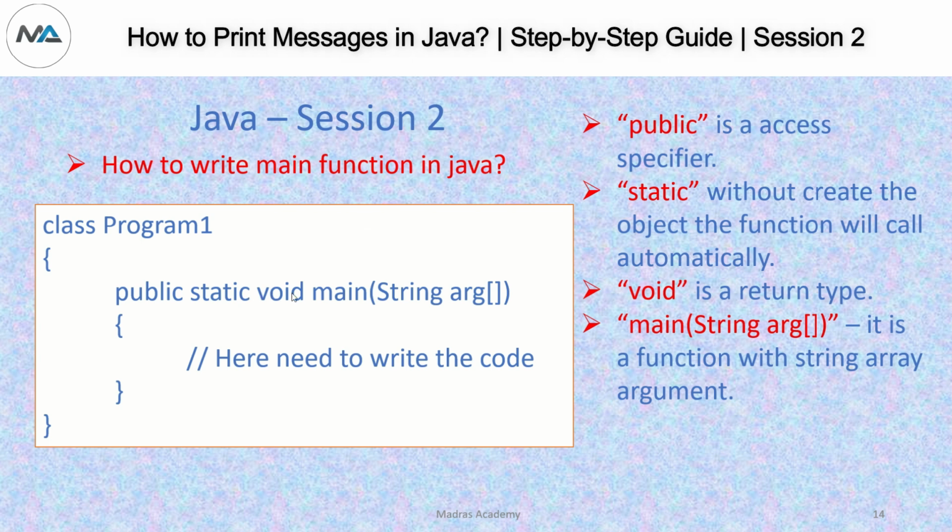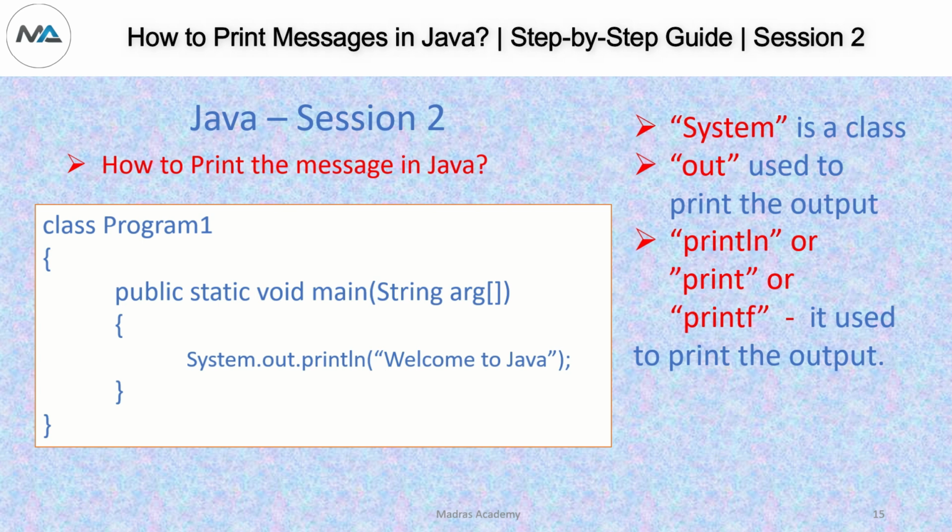Now you understand how to create the class and main function. Next, we'll see how to print the message in Java. After creating the class and writing the main function, inside that if I need to create any message, for that in Java we need to write System.out.println. Within parenthesis opening and closing, inside the double quotation we need to write the message.